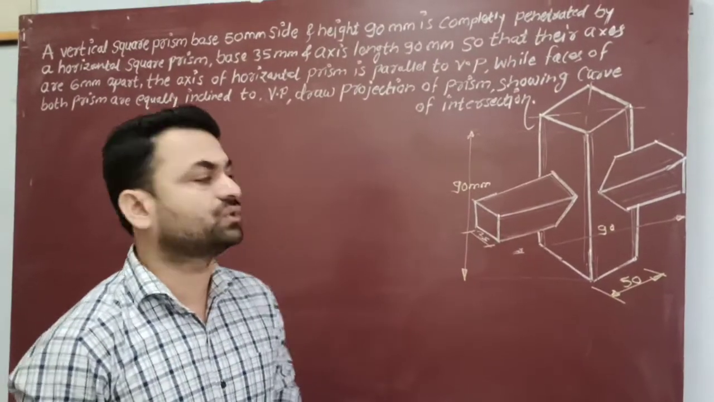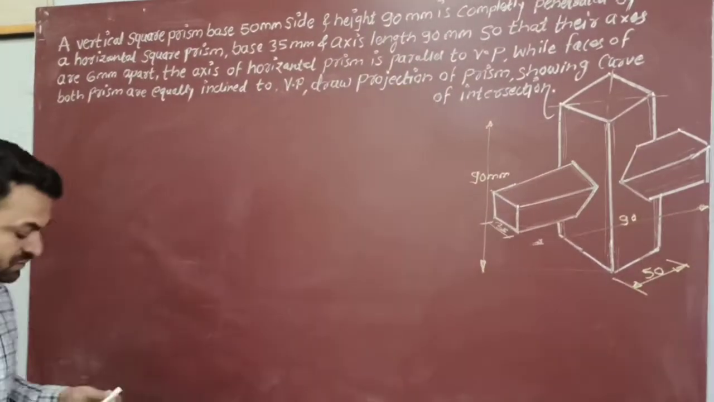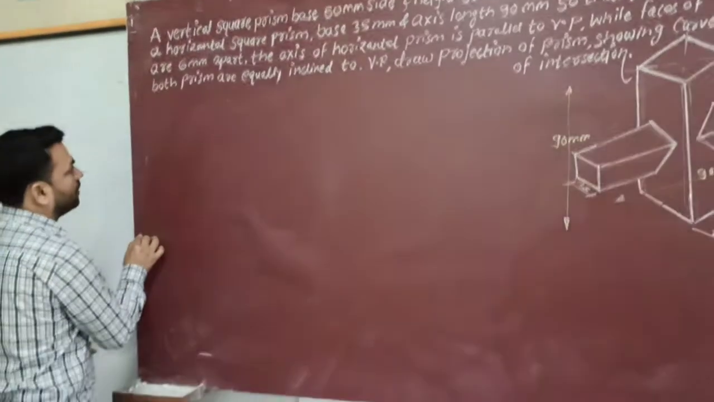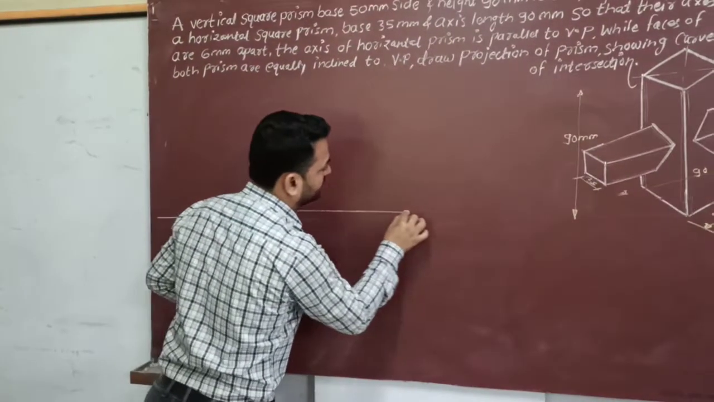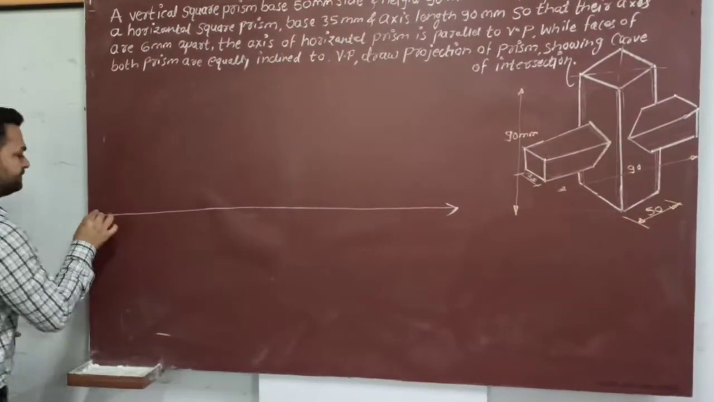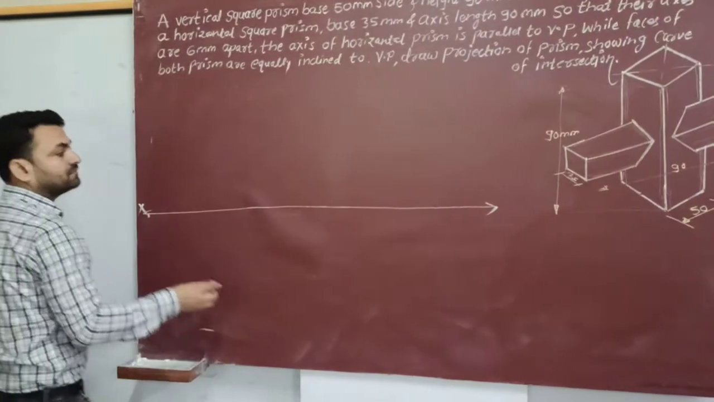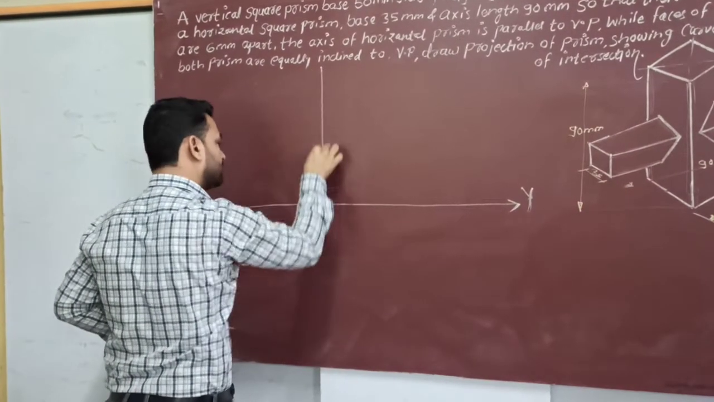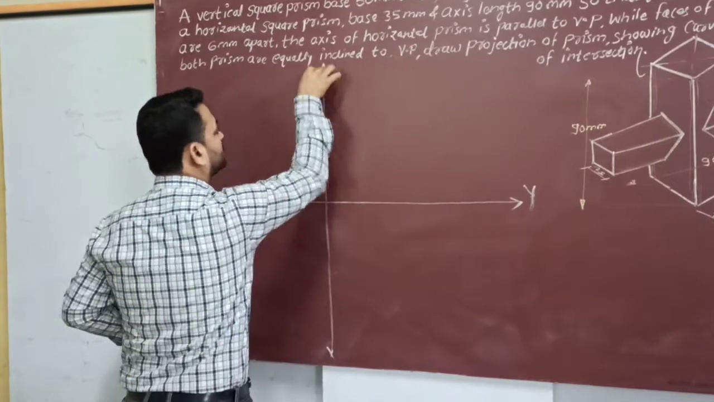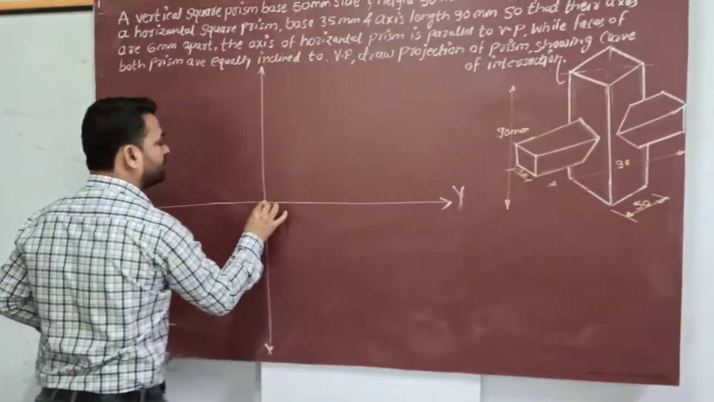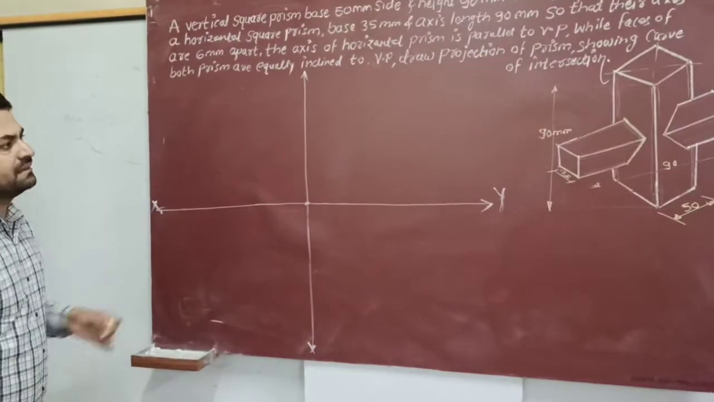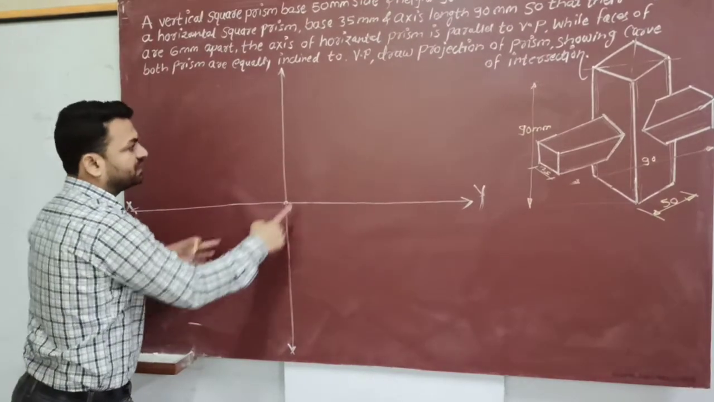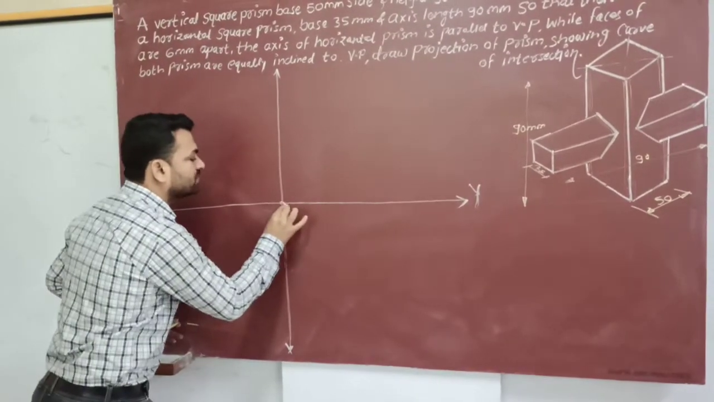Now we have to go for the actual solution of the problem. How to solve this problem? See here, step number 1, it's very important. We have to draw a horizontal line, the XY line, and a vertical XY line. So this is the coordinate system, and we have to draw the front view, top view and side view of the curve of intersection. Here will be the front view, here the top view, and here the side view. This is O, the origin.